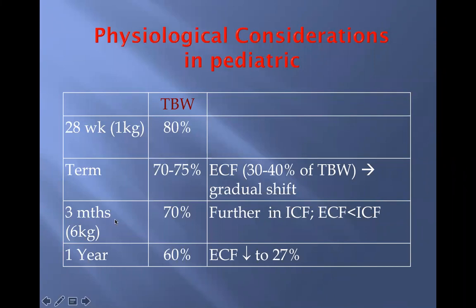At the age of 3 months, which is equivalent to 6 kg body weight, it reaches 70%, with the intracellular fluid becoming more than the extracellular fluid. At 1 year old, it is 60%, and the extracellular compartment decreases from this percentage until reaching about 27%, which is normal, as we have mentioned, about a third of the total body water.